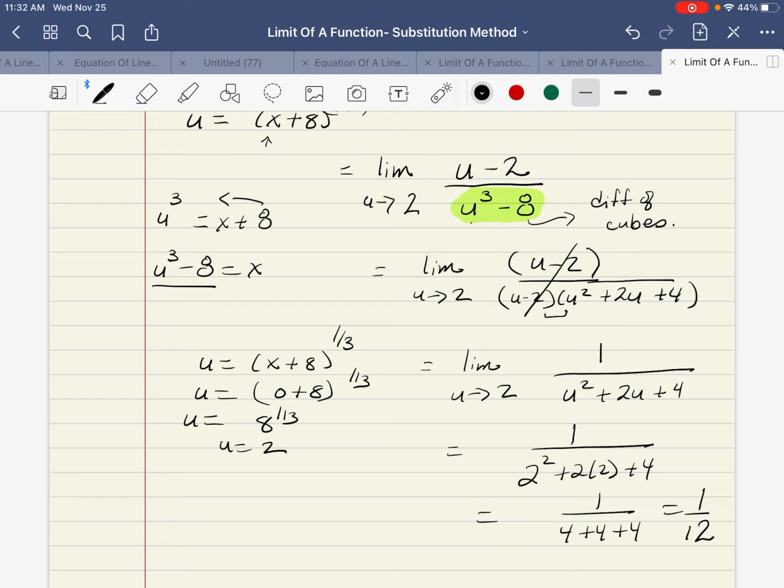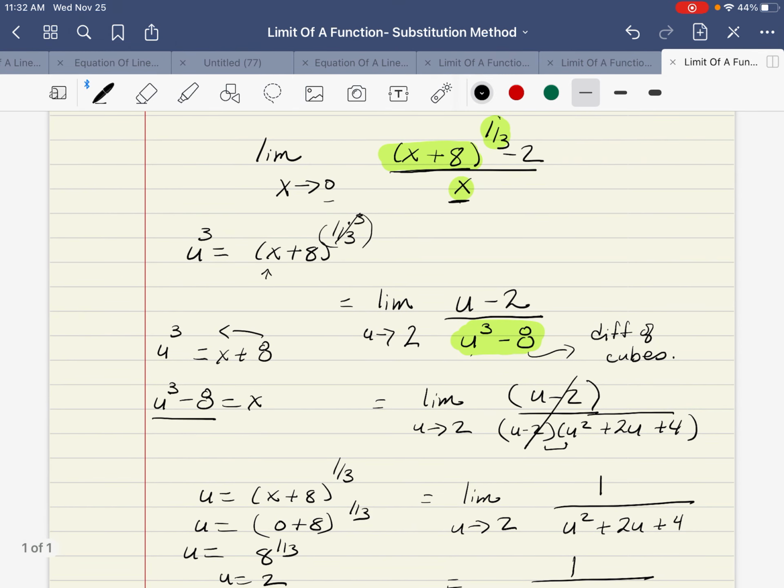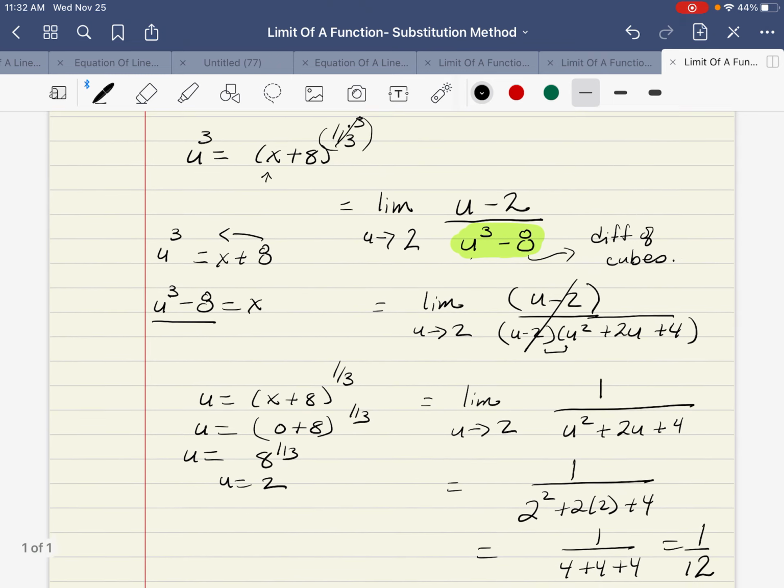So again, the clue is anytime you have parts of your function raised to rational exponents, or fractional exponents if you want to call them that.